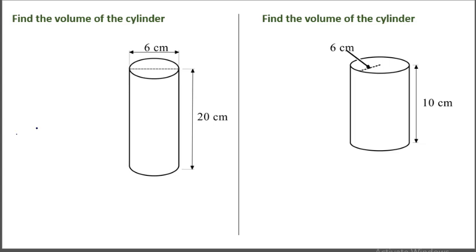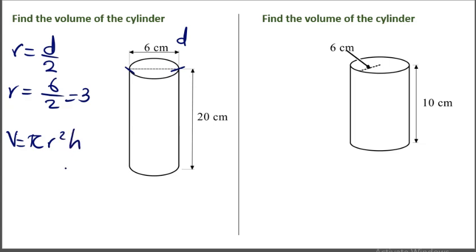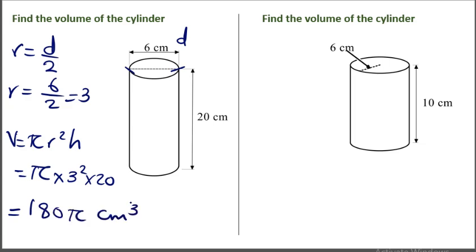Find the volume of the cylinder. We have 2 dimensions, 6 and 20. What is 6? Diameter or radius? This is from the beginning till the end, so it is the diameter. So the radius will be the diameter over 2, 6 over 2, will be 3. We have the radius now. So the volume will be π r squared h, π times 3 squared times 20.